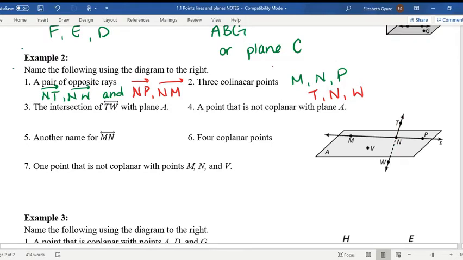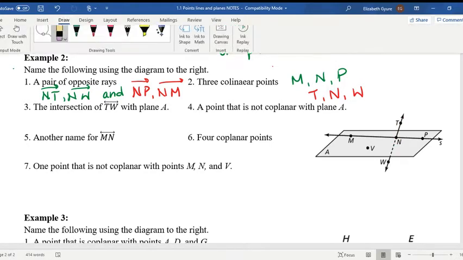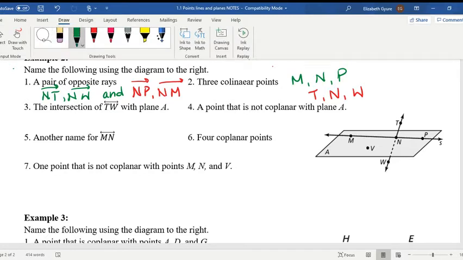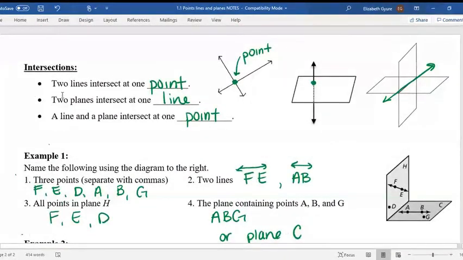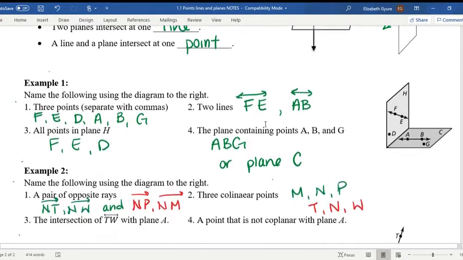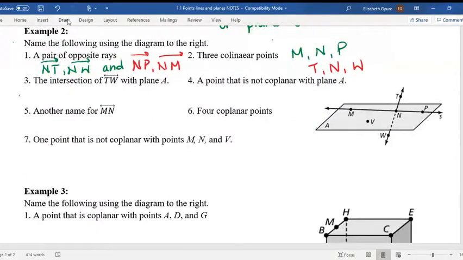Name the intersection of line TW with plane A. So if you look back up above, it says that a line and a plane intersect at one point. So we're looking for the point that they intersect at. So line TW is approaching our plane, right? It hits it and then it comes out of the bottom. So that place where it hits, where it intersects, is point N. So we would say point N.